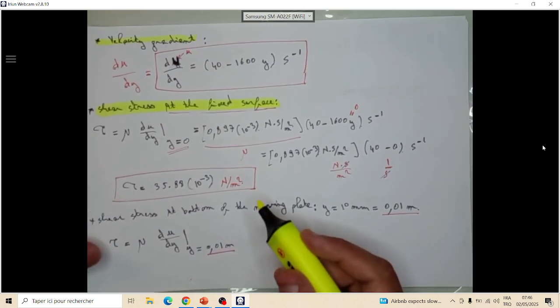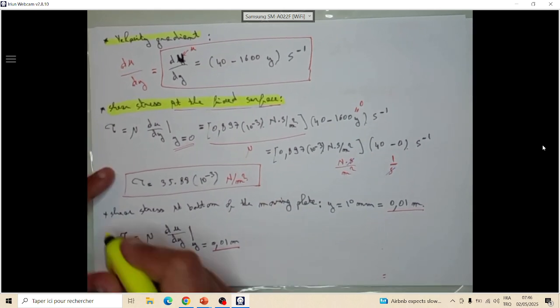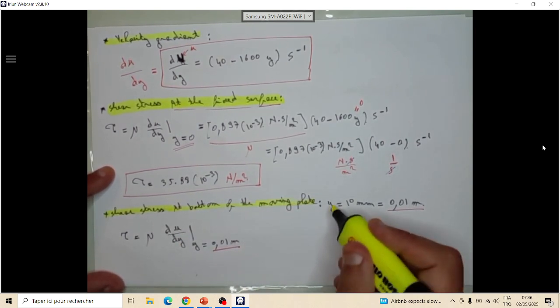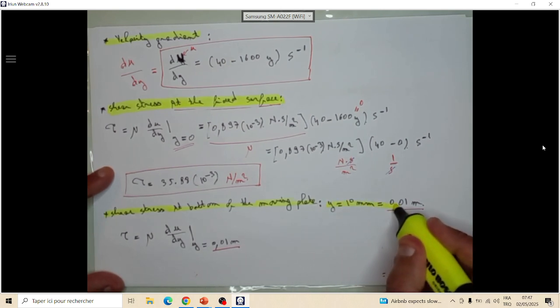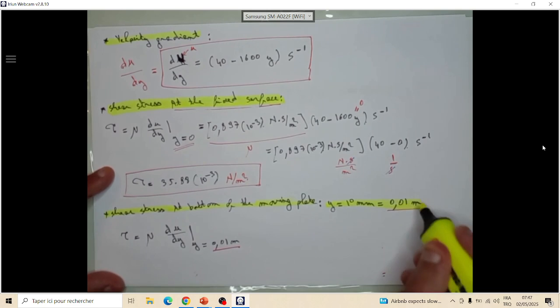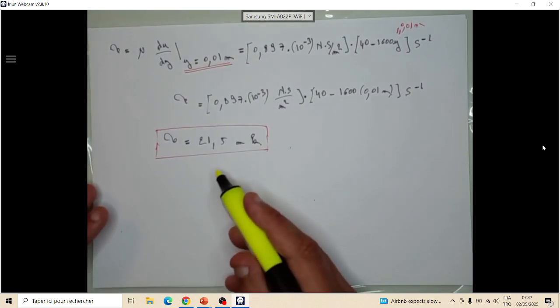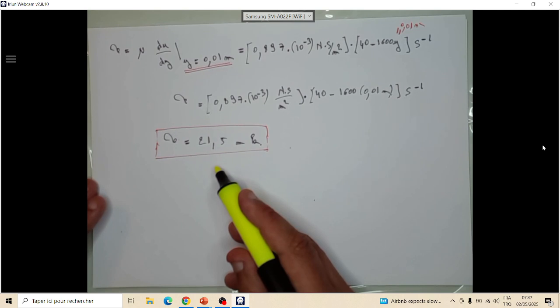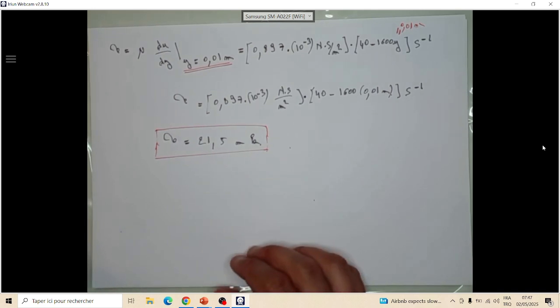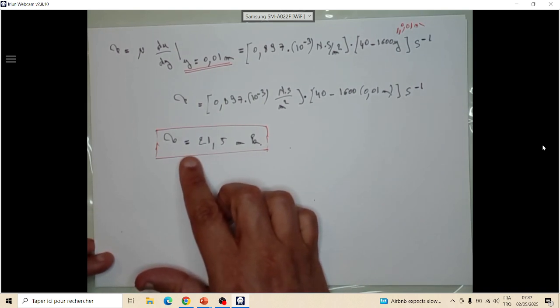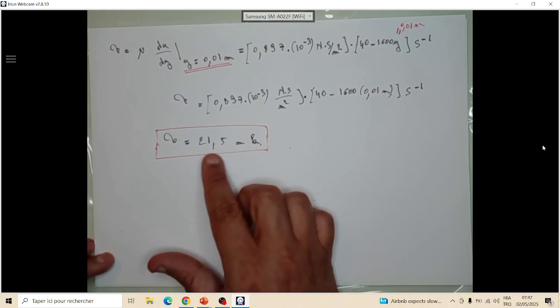And for the shear stress at the bottom of the moving plate, which means at y equal to 10 millimeters or 0.01 meters, we have found that the shear stress tau is equal to 21.5 millipascal.